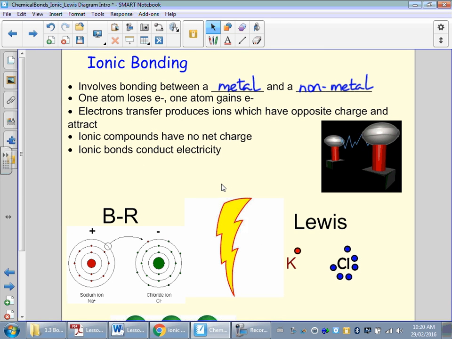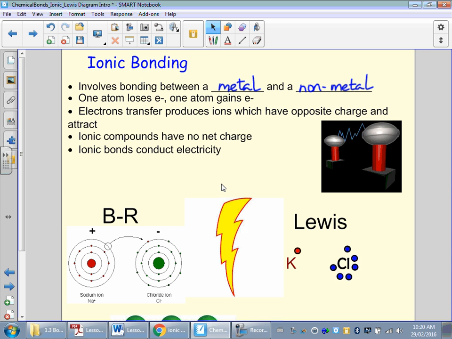So let's do a little bit of a discussion on what the properties of ionic bonding are. What happens when ionic bonds form, or how do they behave? Well, ionic bonds involve bonding between a metal and a non-metal. It's very important: one atom loses an electron, one gains an electron. Electrons are transferred, which produces ions with opposite charges.